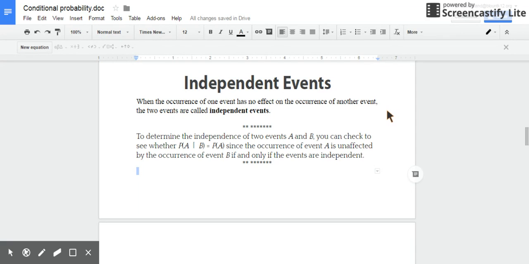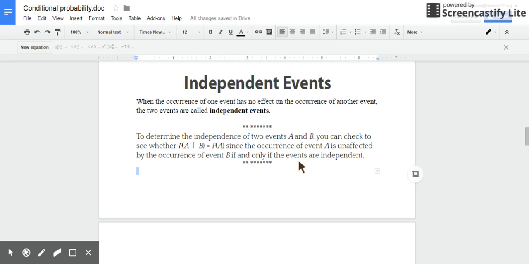Okay, so here are the independent and dependent events. On your fill-in notes, your video notes, you've got your definition of independent events. They don't affect the occurrence of another event.